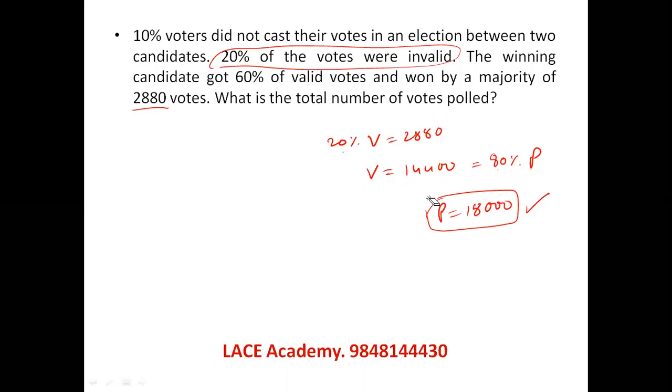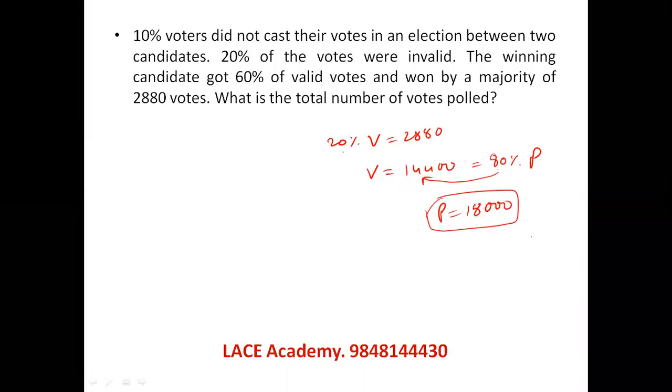If you ask the total number of voters, 10% voters did not cast, so this becomes 90%. 9 times something is 18,000, so the total number of voters is 20,000. But it's not asked. So it's all about the tables game. Be good at your tables. If you know 18 twos are 144, you'll get the answer starting with 18.